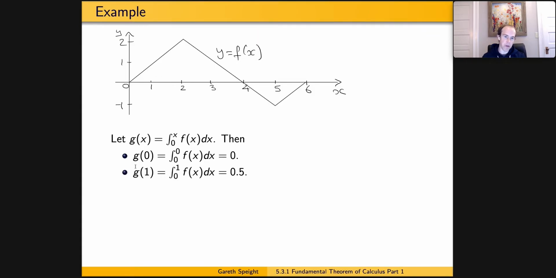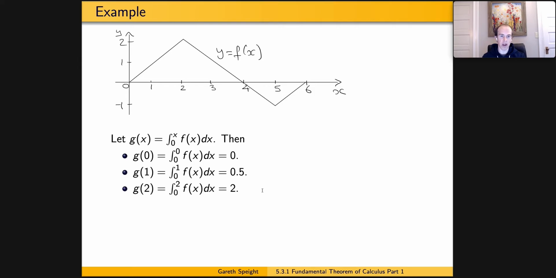Okay, if we go from 0 up to 1, that means we do the signed area from 0 to 1, bounded by the graph and the x-axis. So we look at the graph of f from x equals 0 to x equals 1. The signed area there is just the signed area of this triangle. It's a triangle that's 1 by 1, so we get a half by 1 by 1, we get 0.5. That's the signed area.